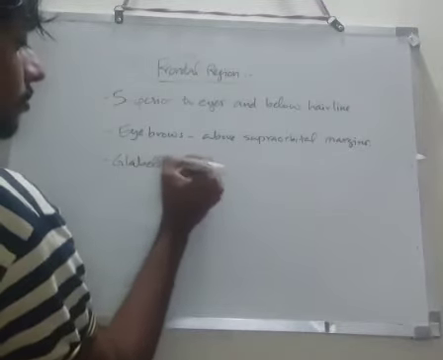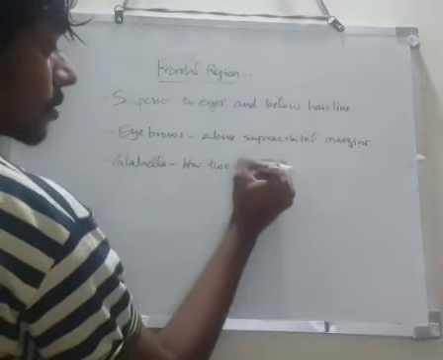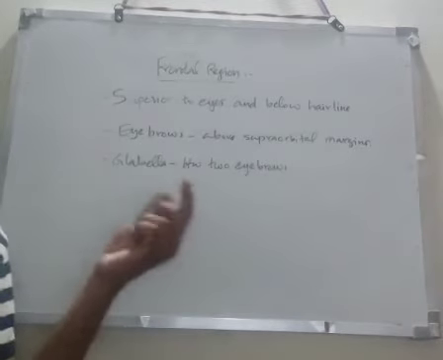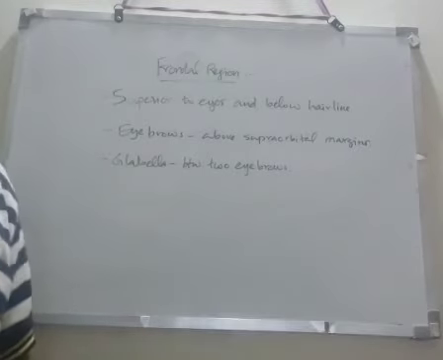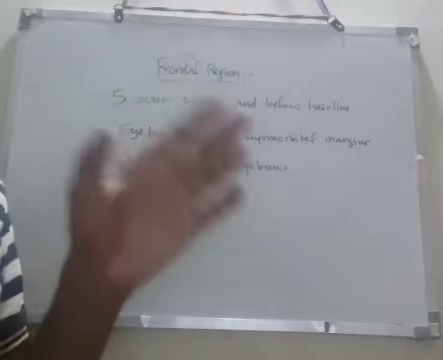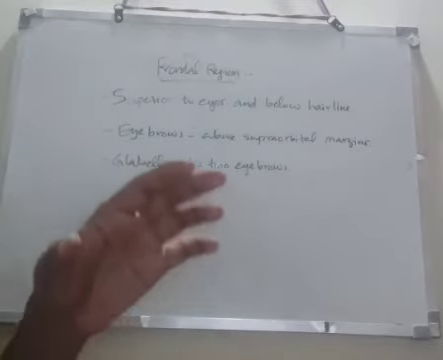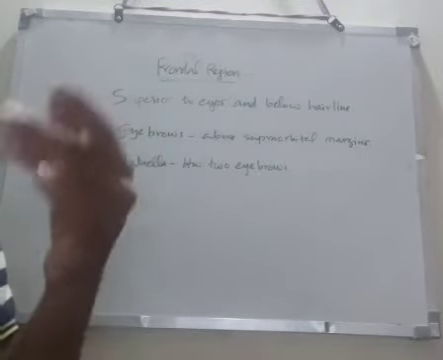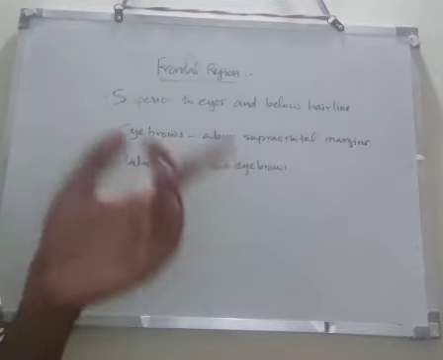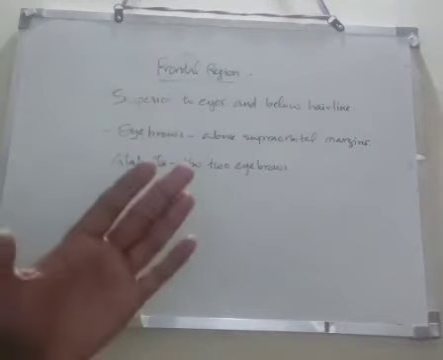Glabella. Between the two eyebrows, there is a non-hairy elevated area. That's called the glabella, which tends to be flat in children and adult females, and forms a rounded prominence in adult males. Indian married Hindu females apply a bindi at this site to enhance their beauty.